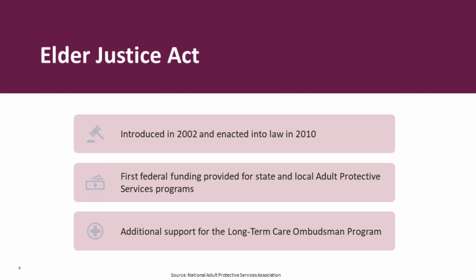As part of the Patient Protection and Affordable Care Act in 2010, the Elder Justice Act was the first piece of federal legislation passed to authorize a specific source of federal funds to address elder abuse, neglect, and exploitation, which is a really important ethical consideration when working with older adults. This act was the first comprehensive legislation to address elder abuse. It authorizes the first federal funding for the state and local adult protective service programs. The EJA also provides additional support to the Long-Term Care Ombudsman Program.